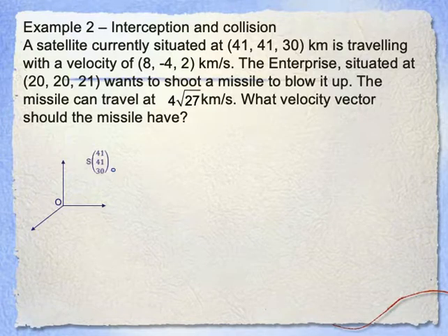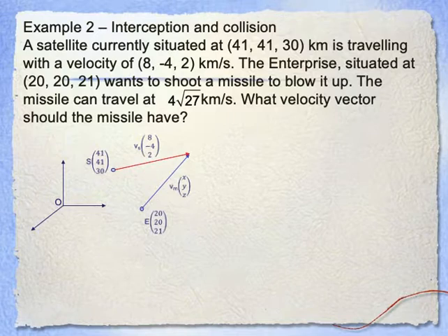So let's start by looking at the satellite position. There's our satellite position in regards to the origin. We know that the satellite's velocity going off is (8, -4, 2). Let's look at the Enterprise position. Obviously this is its position relative to the origin. And it's going to have some velocity. We don't know what, but we want this collision. We want to make sure that it hits that satellite at whatever point that will be. We'll call that the point of collision.